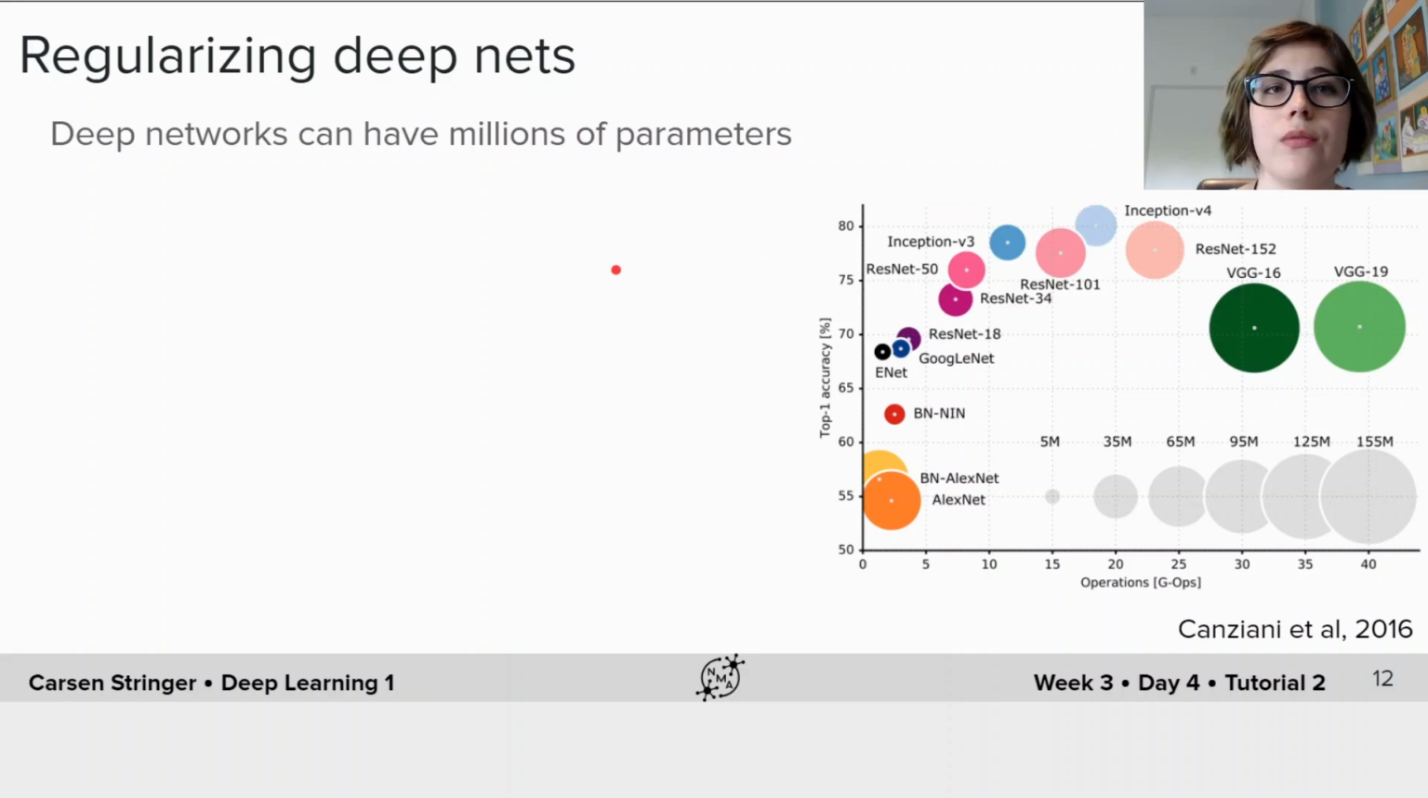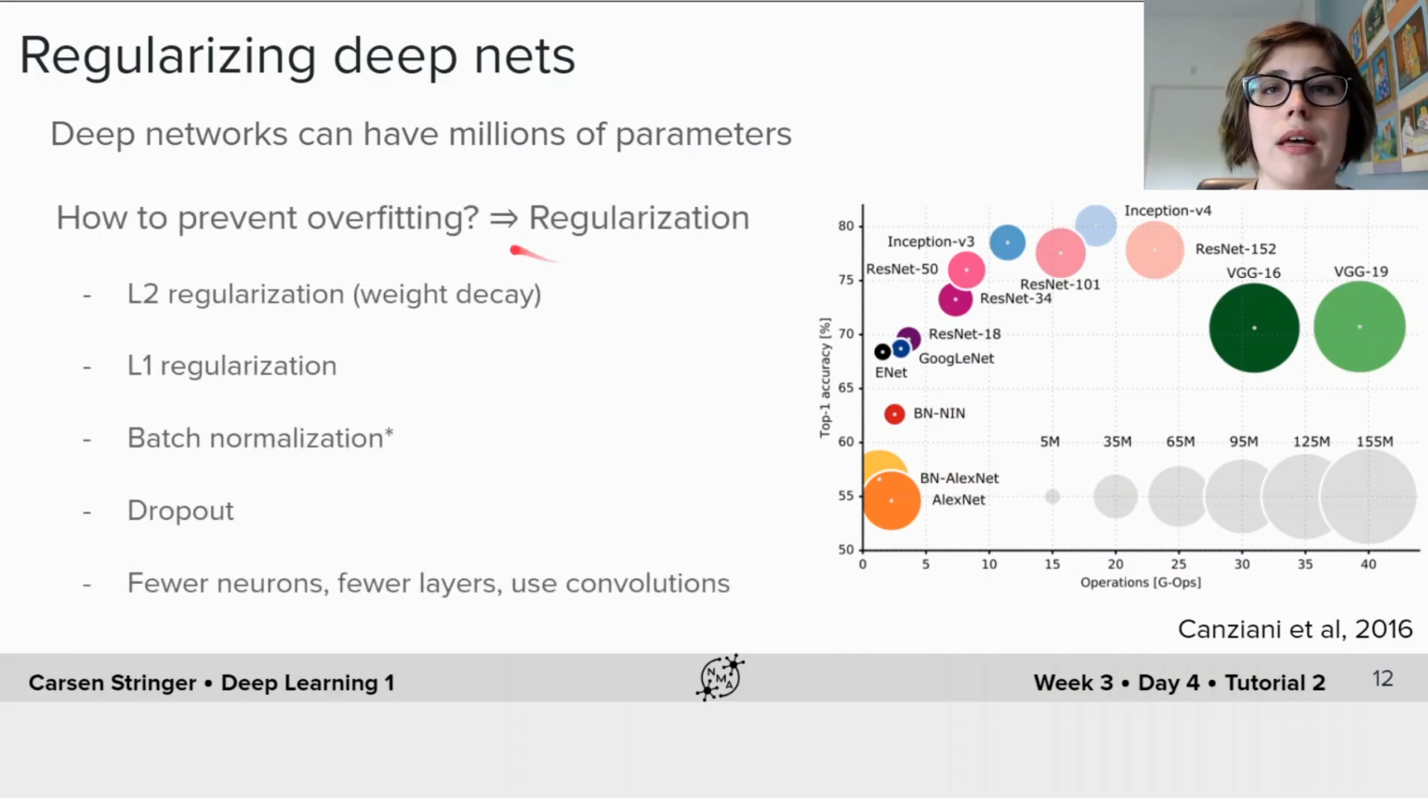So how do we prevent overfitting in these deep networks? You can use L1 and L2 regularization, just like you can in linear models, and we're going to use that in the tutorials today. You can also use a technique called batch normalization, and this helps to keep your activations at a similar size and distribution across layers to improve optimization. It's especially important if you have very deep networks.